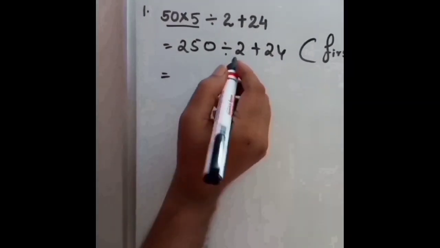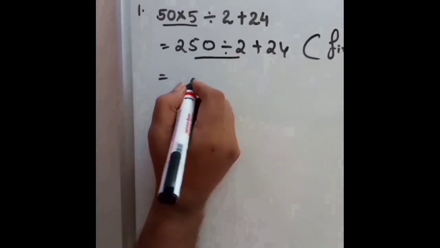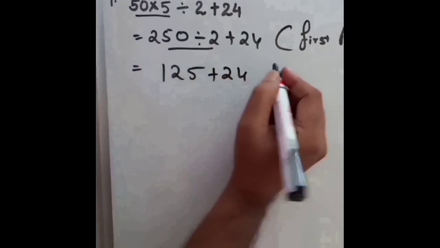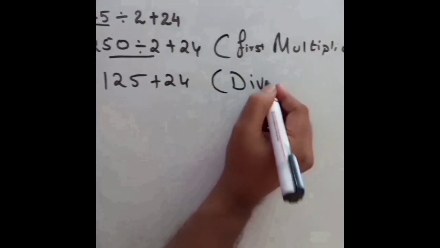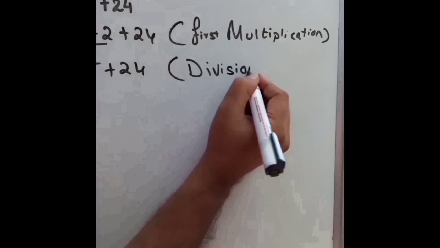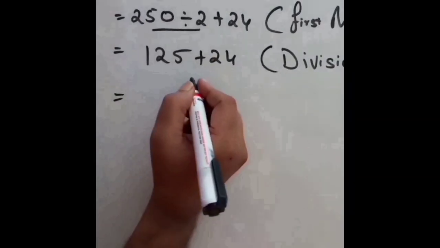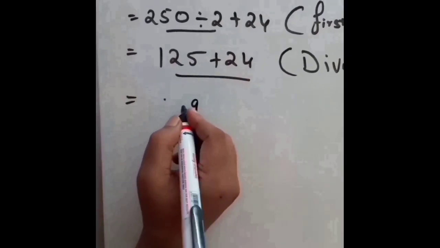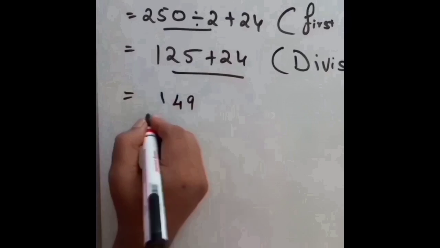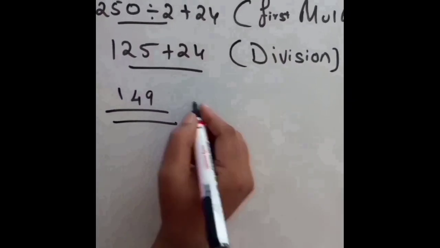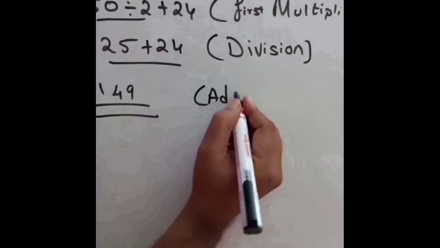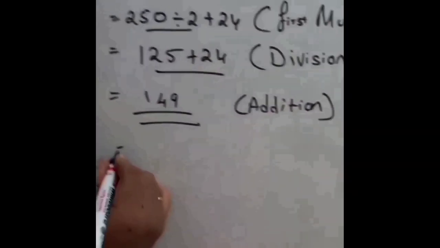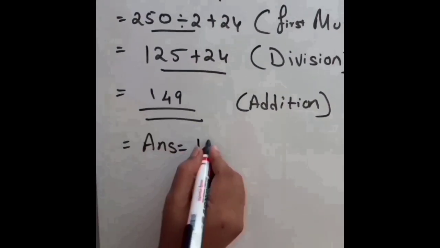Next, what will we do? 250 divided by 2, that is 125, plus 24. Next, we'll go to add this. So that is 125 plus 24: 5 plus 4, 9, 2 plus 2, 4, and 1. This one, addition. Answer is 149.